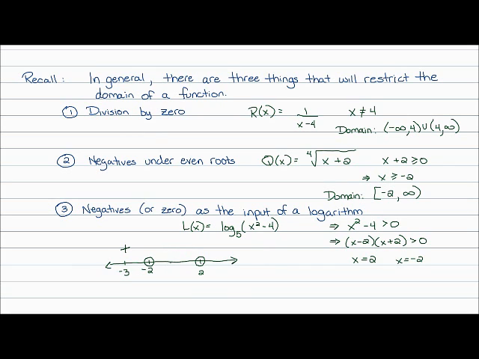In this middle region between negative 2 and positive 2, I'm just going to select the most obvious value, which is 0, to test. If you plug that in for x in x squared minus 4, you'll get that 0 squared minus 4 is negative 4. And negative 4 definitely is not greater than 0. It's actually less than 0, so it's negative.